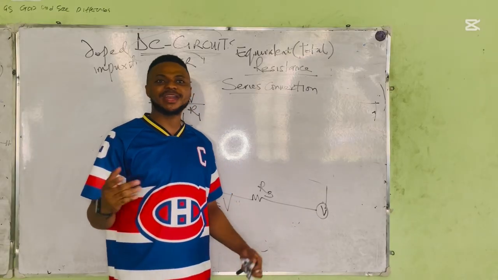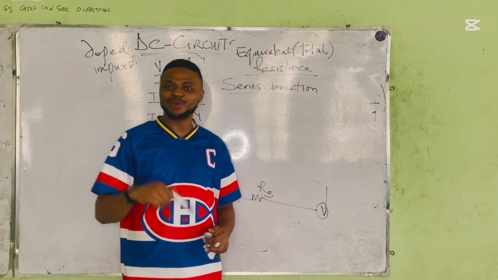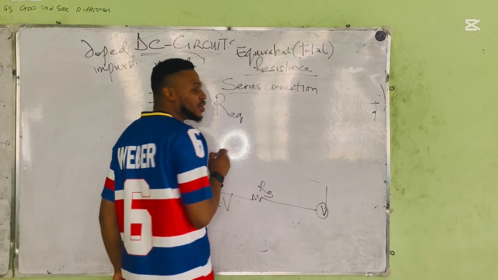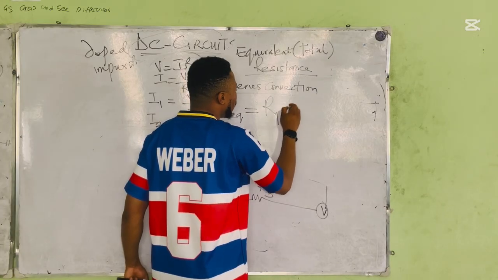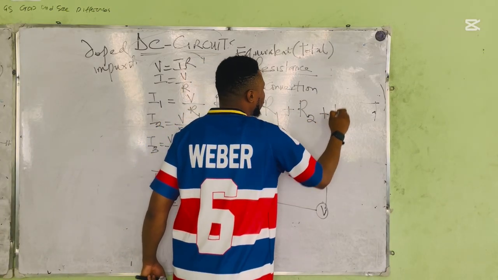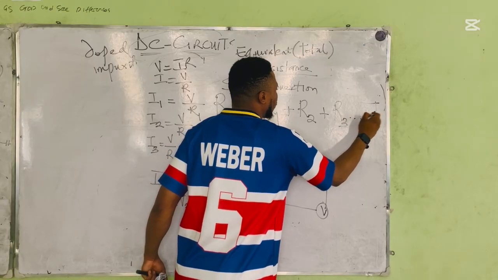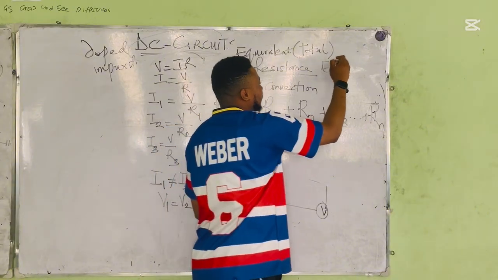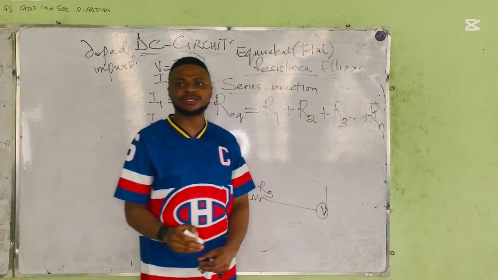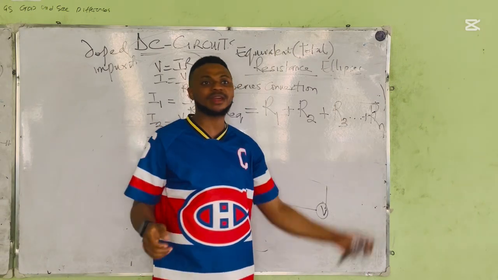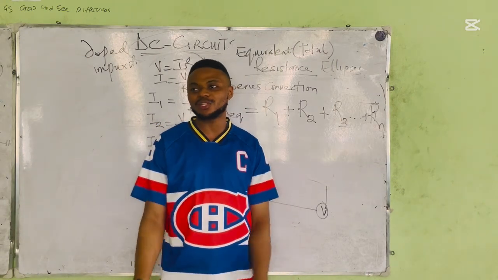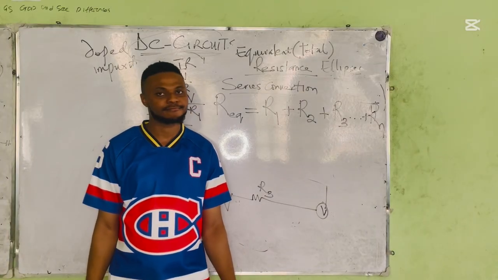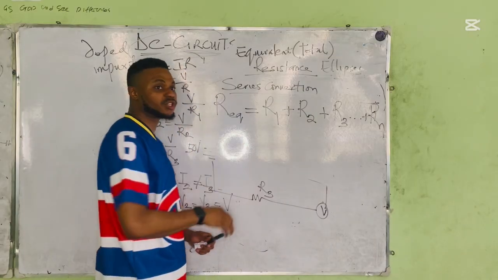It's very simple. When you have total, it means addition. Total means addition. So it means that your R equivalent, Req, will be equal to R1 plus R2 plus R3 plus Rn. Why did I put these three dots? They are called ellipses. I put the ellipsis because there can be many more. Look at Rn here. You can have up to 100 resistors connected in one circuit. So this is for series connection.